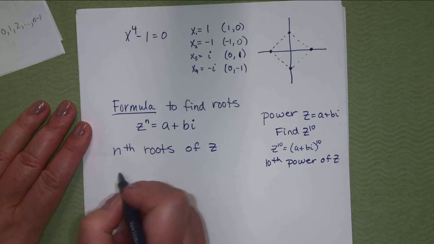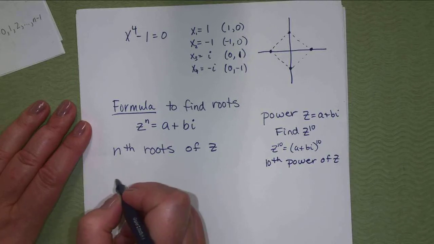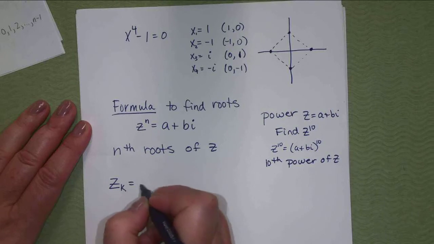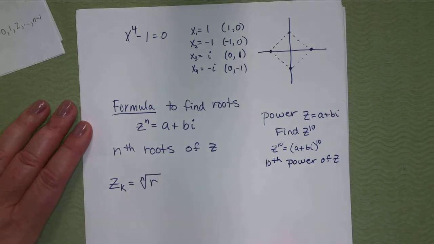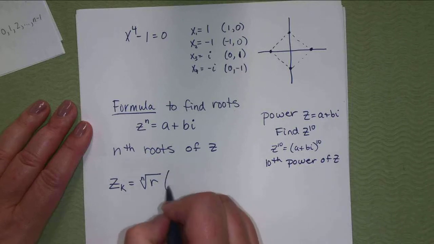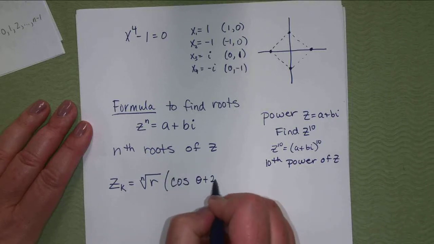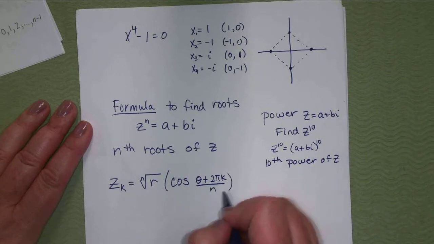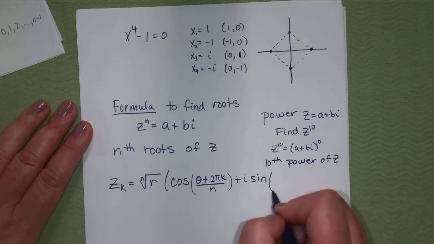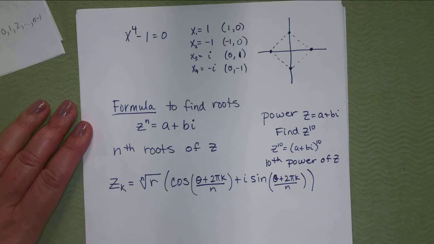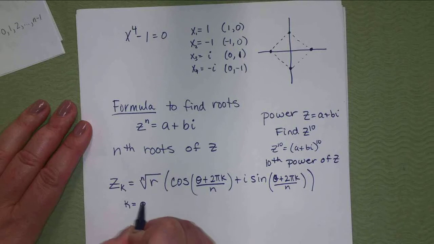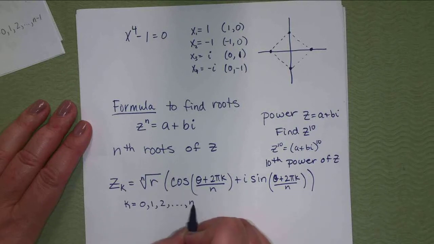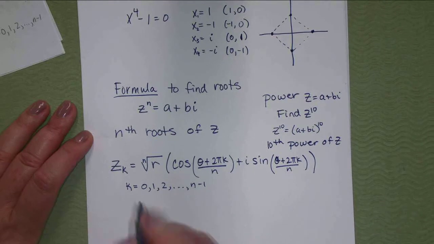So, the formula would be this. There's the nth root. So you do take the nth root, but then it's cos of (theta plus 2 pi k) all over n, plus i sine of the same thing. Okay? So that's how that looks. k goes 0, 1, 2, all the way up to n minus 1. I'll show you that in a minute. n is the number of roots you want.